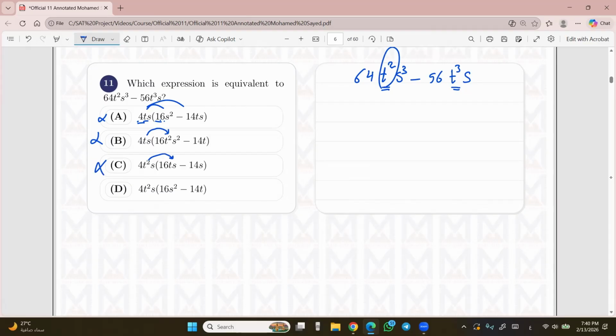But here, if you check this one, 4 times 16 is equal to 64. T squared, we don't have t here, so t squared stays. And then s times s squared becomes s to the power of 3, which is given here. And then we distribute this one, we put a negative sign, and 4 times 14 is 56, whatever the answer is. But t becomes t to the power of 3, because we have t squared out and t1 inside. And we don't have s inside, so s stays the last one. So option D is the correct answer.